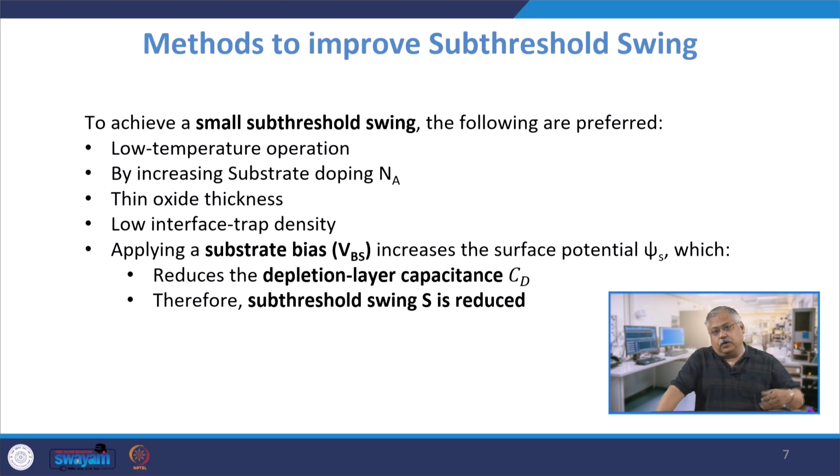Now, there is another way of doing it, which is if you apply a substrate bias, right, Vbs. Now, if you apply a substrate bias, that increases the surface potential, right.